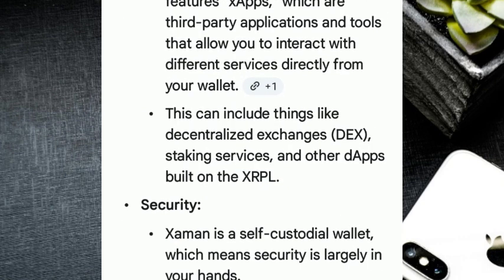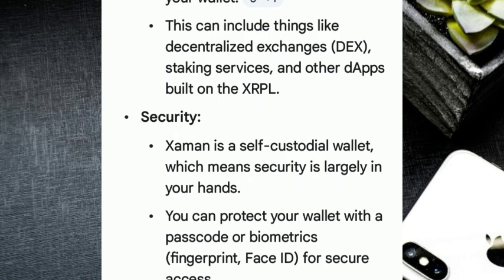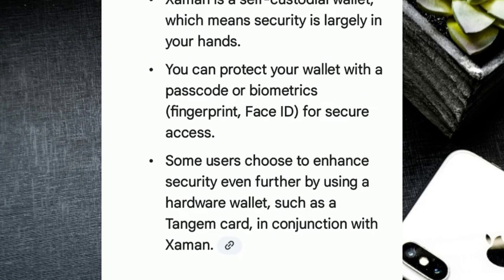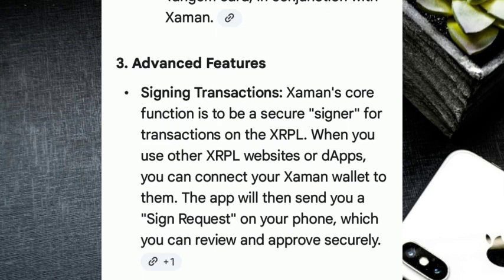When it comes to security, Xaman is a self-custodial wallet, which means security is largely in your hands. You can protect your wallet with a passcode or biometrics for secure access. Some users choose to enhance security even further by using hardware wallets such as a Tangem card in conjunction with Xaman. Some of the advanced features are signing transactions.